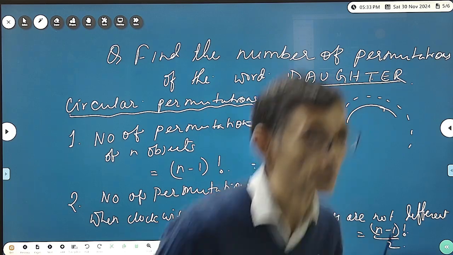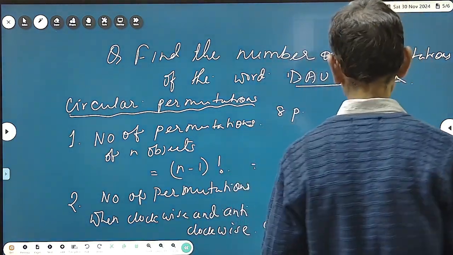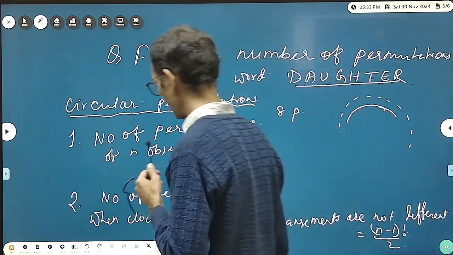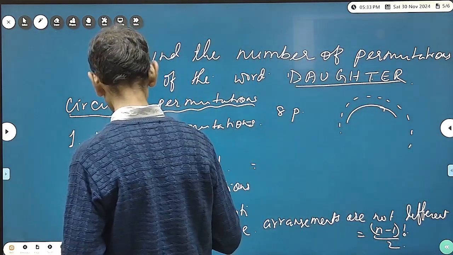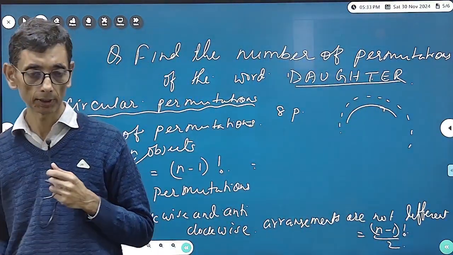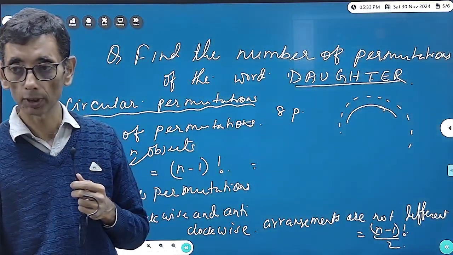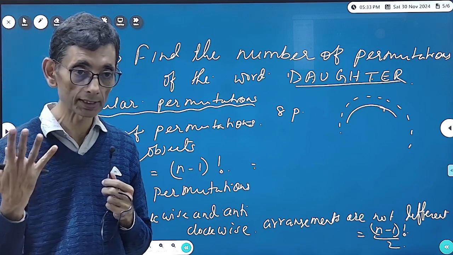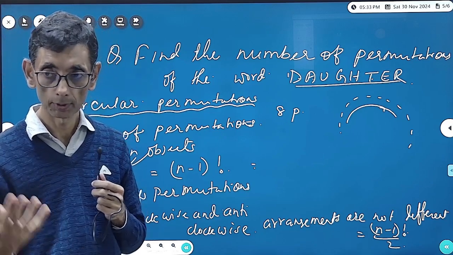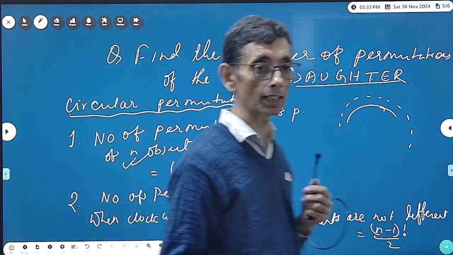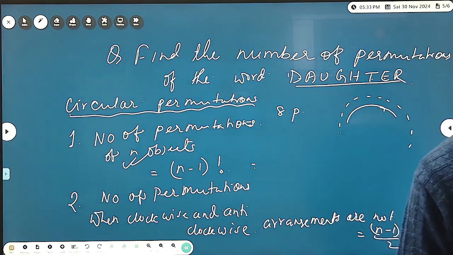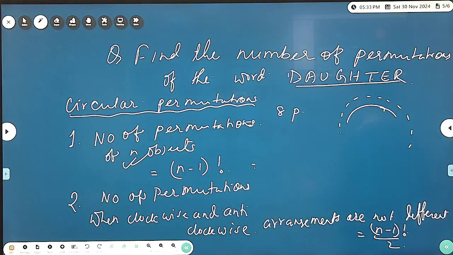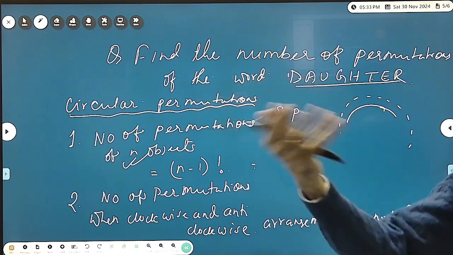Well, now, in case of 8 students, why are we using the first condition? Because here clockwise or anti-clockwise arrangements are different. The 8 are all different, distinct boys, right? So the 8 are all unique boys.